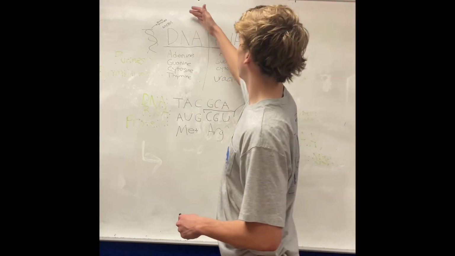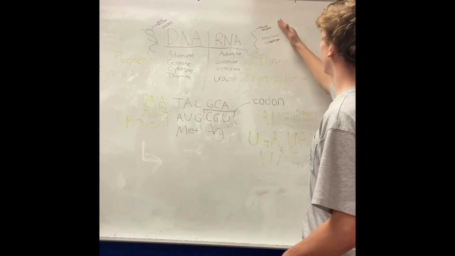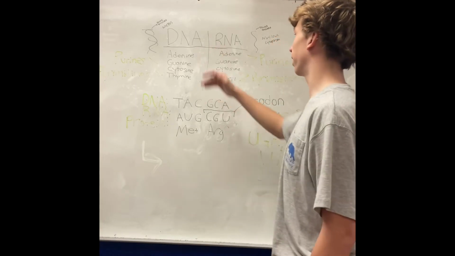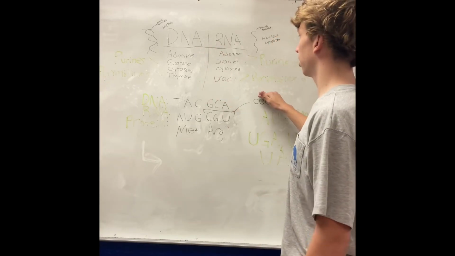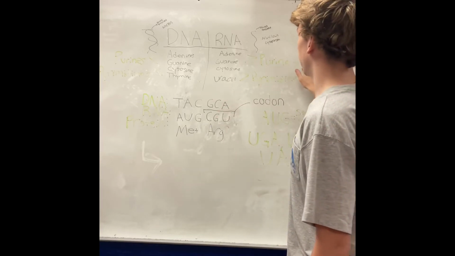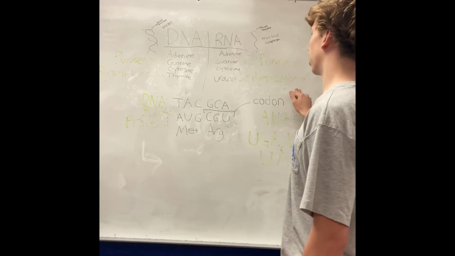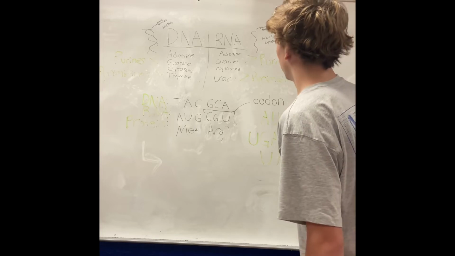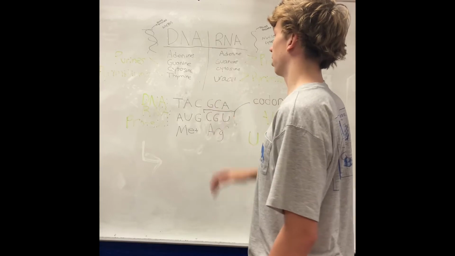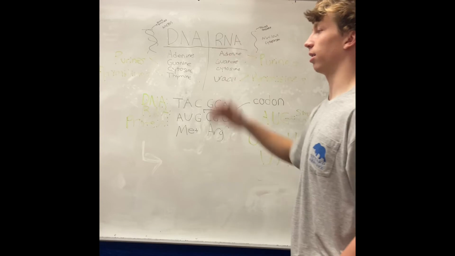Alright, so today we'll be explaining the difference between DNA and RNA. DNA only occurs in the nucleus and is double-stranded. RNA is single-stranded and occurs in the nucleus and the cytoplasm. The difference between DNA and RNA is that the purines are the same, but the pyrimidines are different. The purines are the same, adenine and guanine, but the pyrimidines are different because cytosine occurs in both DNA and RNA, but thymine occurs in DNA, and uracil occurs in RNA.